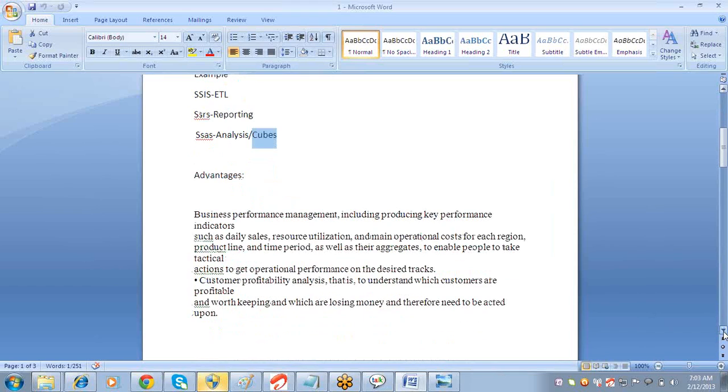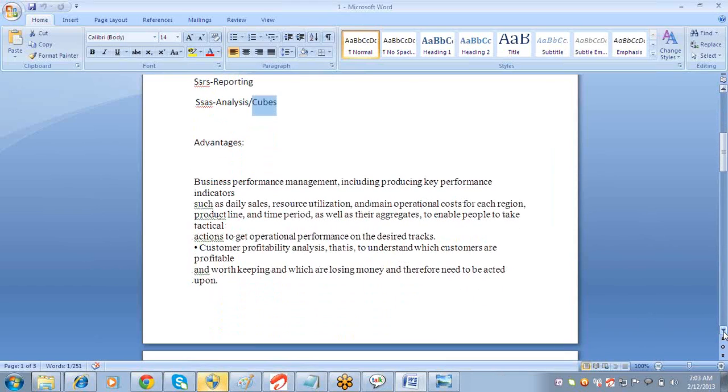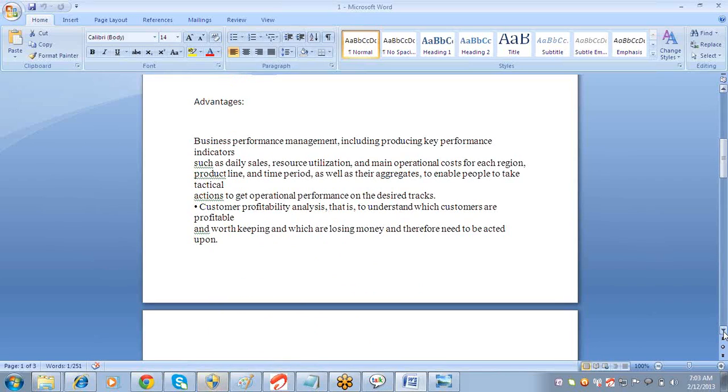So now, advantages. I have some points here. What are the advantages of BI? Business performance management, including producing key performance indicators. Like, what products are making good sales and which are not, such as daily sales, resource utilization, main operational costs for each region. So all these things can be closely monitored by the business owners.